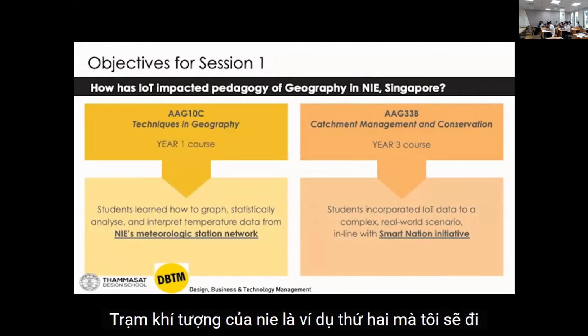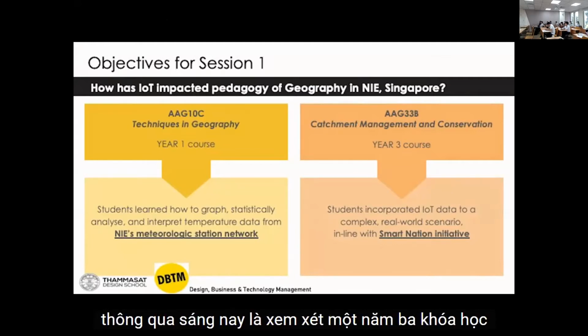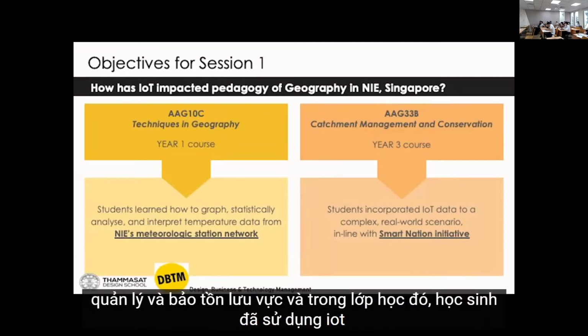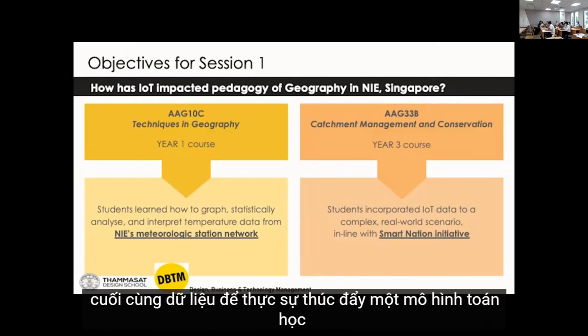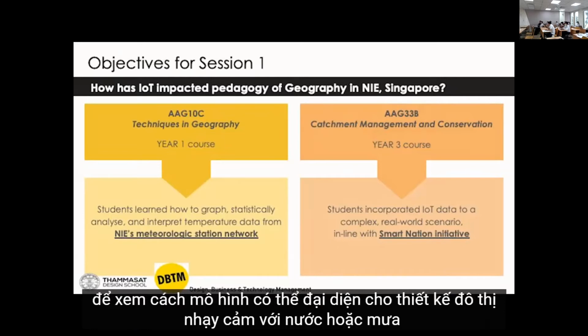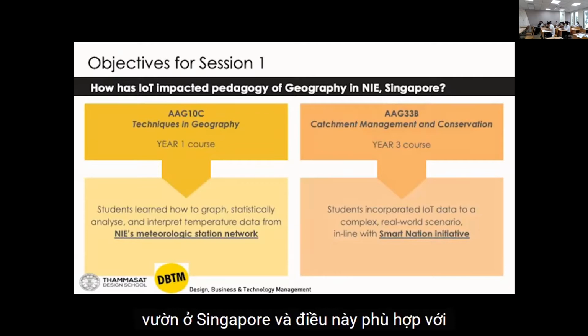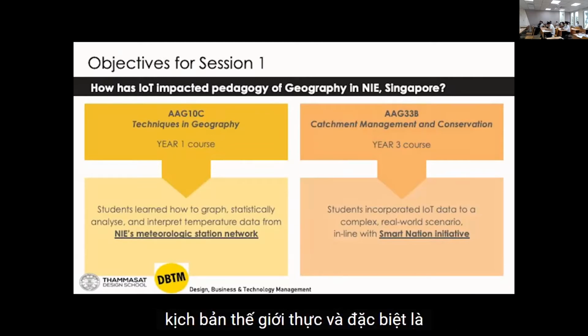The second example is a year 3 course, Catchment Management and Conservation. In that class, the students used IoT data to drive a mathematical model to look at how the model can represent water-sensitive urban design or a rain garden in Singapore. This is in line with real-world scenarios, in particular the Singapore Smart Nation Initiative.